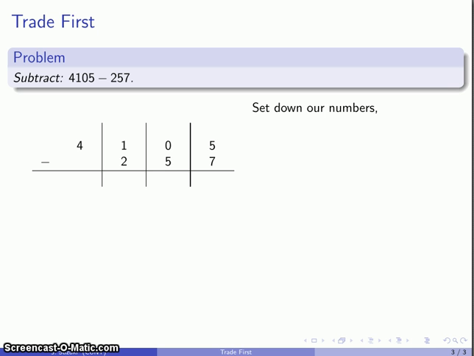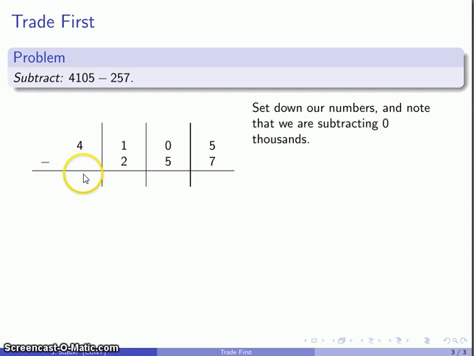Now, you might go through mentally what the standard algorithm looks like. 7 from 5, you can't do that, so you've got to trade from here, but you don't have anything there to trade, so you've got to go to the next place and trade down, and then we have a subtraction we can do, and then this, and so on. And if you find yourself doing this using the standard algorithm, you're going to be doing a lot of back and forth in the process. So let's do our trades beforehand and set up our subtractions all at once.